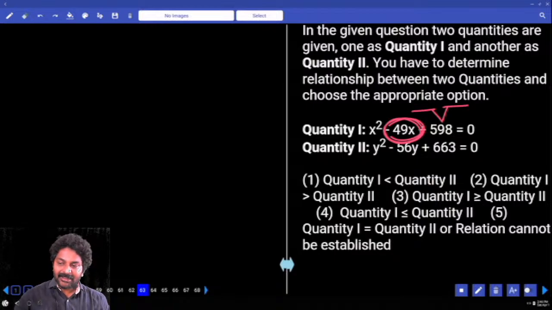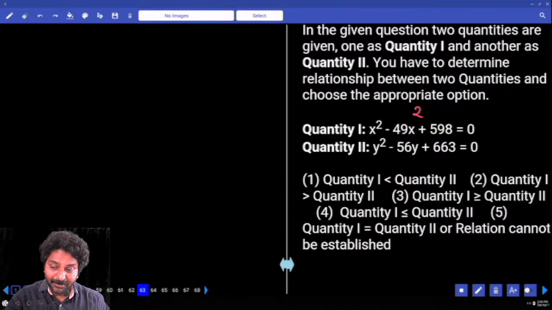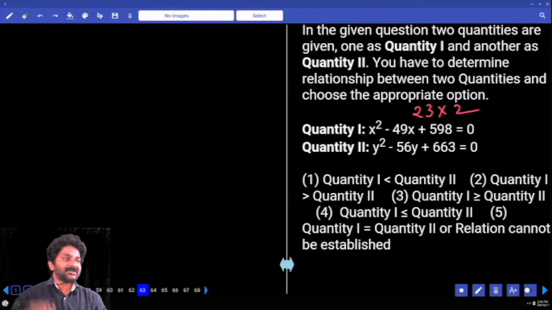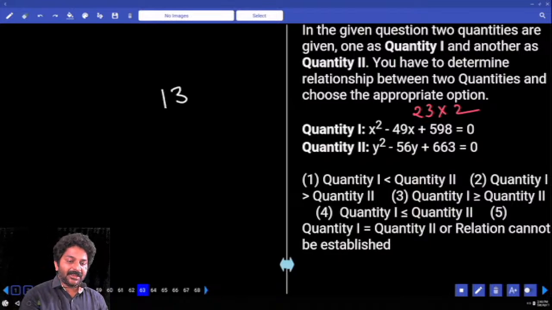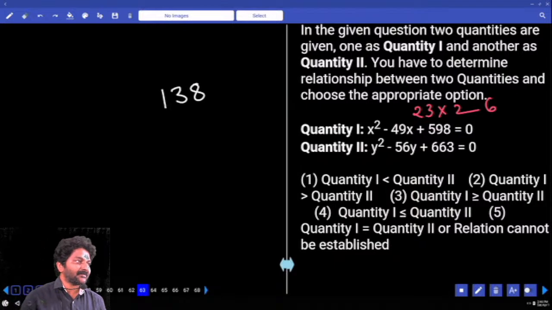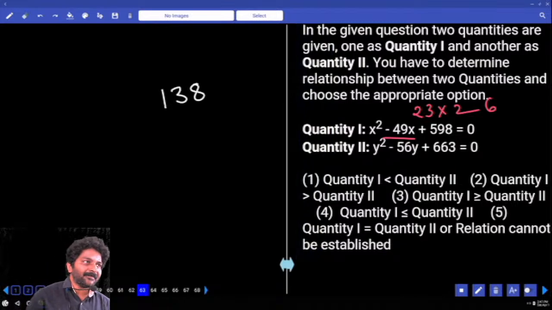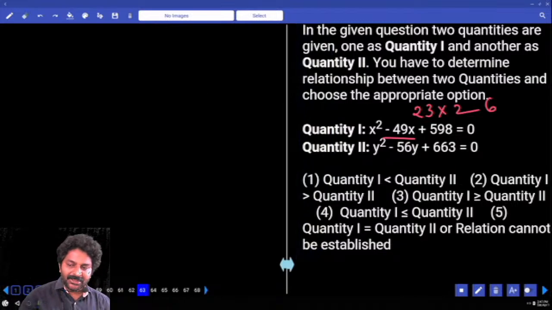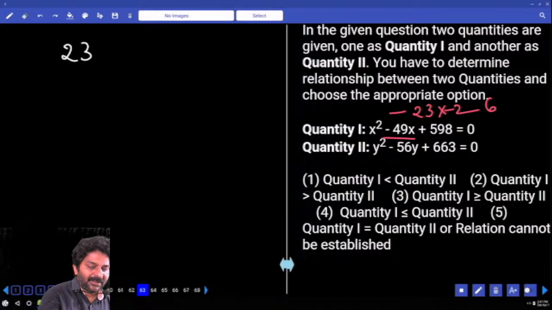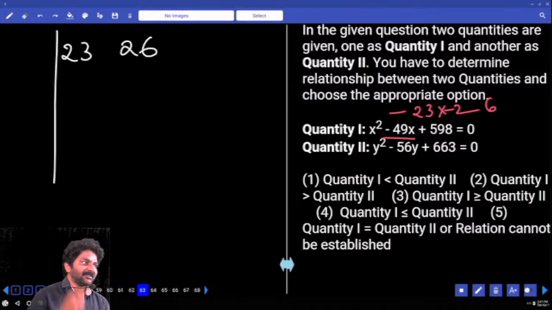23. Let me see whether it is a 23 multiple or not. 23 two times is 46. How much is left? 13, and then 8, 138. 6 times. Come on, 23 into 26. Sum of these two numbers, is that minus 49? Come on. Combination is minus 23, minus 26. Factors are 23, 26. Understood? Yes. Okay.